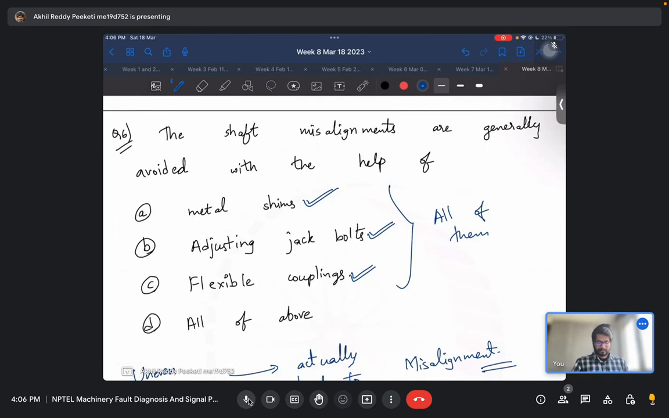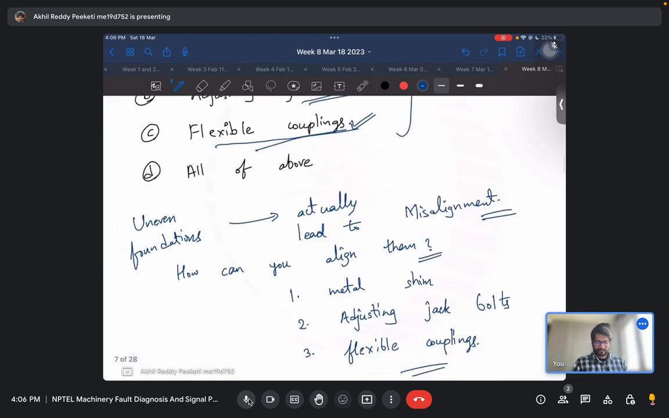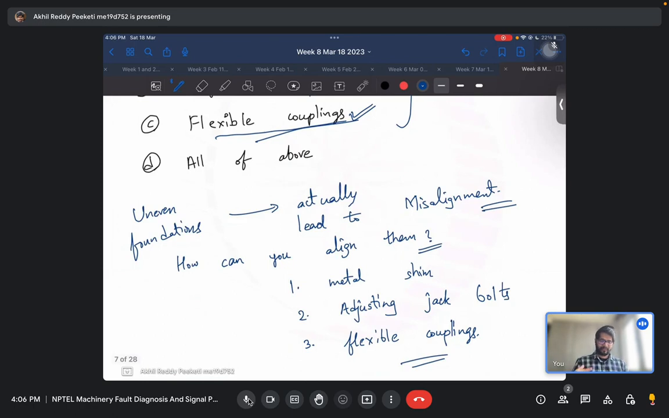Next, how to avoid these shaft misalignments? What are the best practices? The best practices are to use metal shims or adjusting jack bolts or flexible couplings. These three are some of the ways through which you can avoid shaft misalignments due to uneven foundations. So if you know that there is an uneven foundation, and the driven and the driver shaft are not concentric, then you use these metal shims or adjusting jack bolts to make them perfectly aligned.